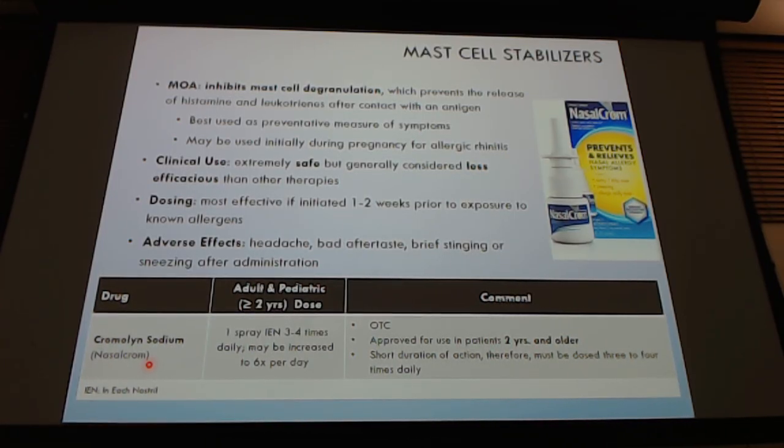So again, just make sure you understand this one takes a long time for it to work. I can use it in my 2-year-olds. I can also get it over the counter, and with this, they're going to have to use it several times throughout the day. Short duration of action with this drug.